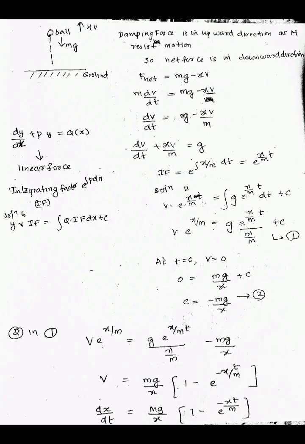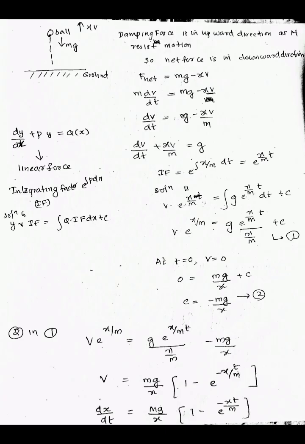So the solution is v into e raised to gamma by m into t, which is equal to integral over g into e raised to gamma by m into t into dt plus c. That is, v into e raised to gamma by m t is equal to g into e raised to gamma by m t divided by gamma by m plus c. This is equation number 1. At t is equal to 0, v is equal to 0. So substituting this, we get 0 is equal to mg by gamma plus c. That is, c is equal to minus mg by gamma.